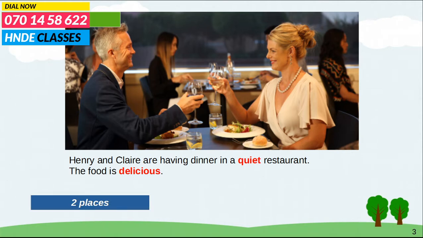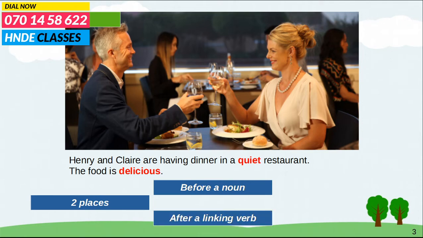So basically, in any sentence, adjectives can occur in two places. They are before a noun, as in sentence number 1, Henry and Claire are having dinner in a quiet restaurant. Quiet. And after a linking verb, as in sentence number 2, the food is delicious. Delicious. So now, what is a linking verb?